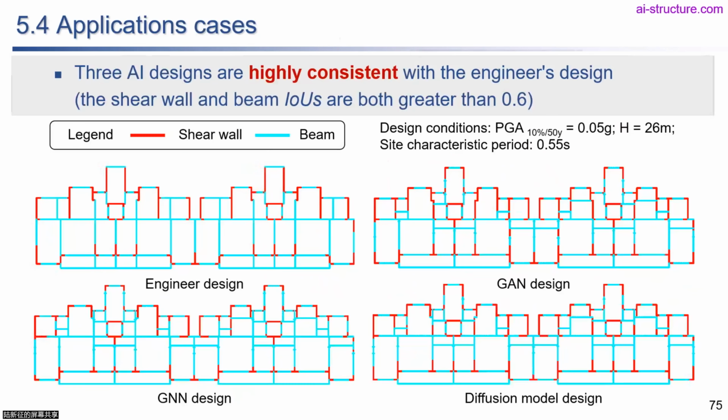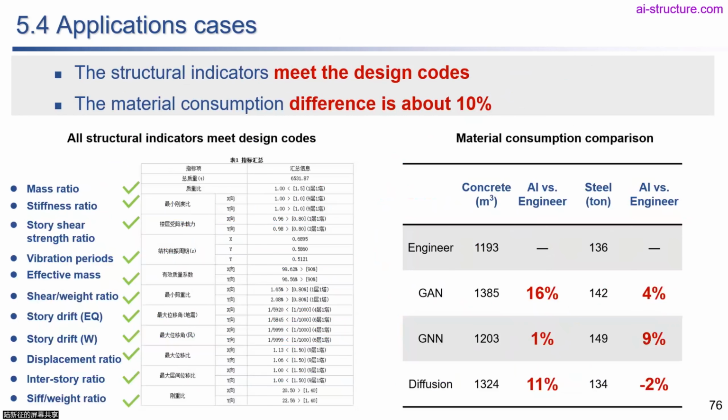So here is a typical example. You can see that this is the engineer design, and all of these are AI designs with different algorithms. There are some differences, but all of these design results are very close to the engineering result. Our AI design result can also satisfy the design code requirements. Here is a check result of all these design indicators for the AI design result. Their material consumption is very close to the engineer design. This is very important, otherwise if your AI design result is too expensive, the owner will not use it.